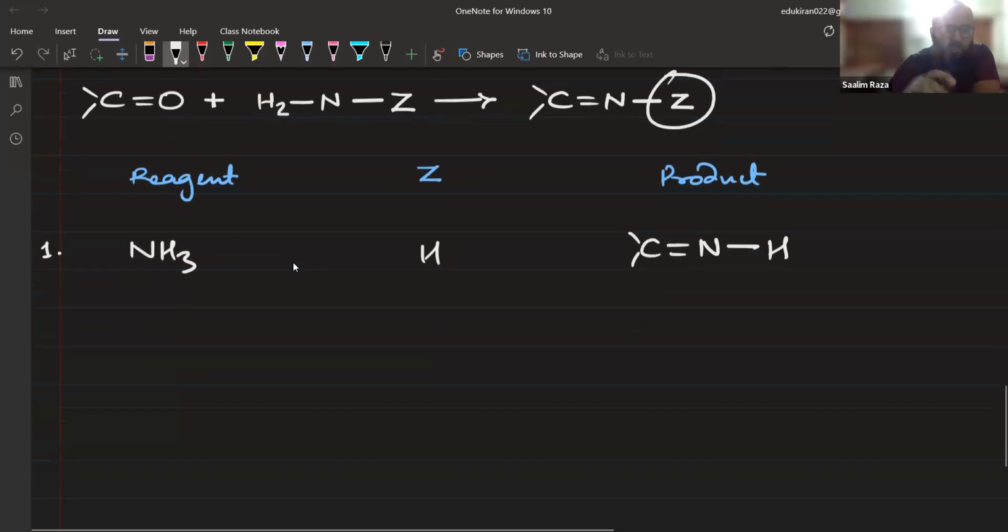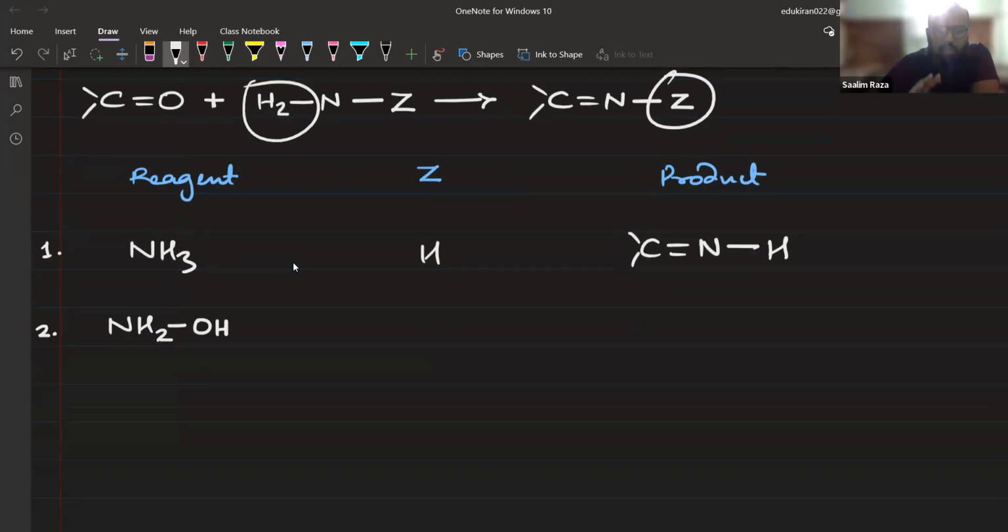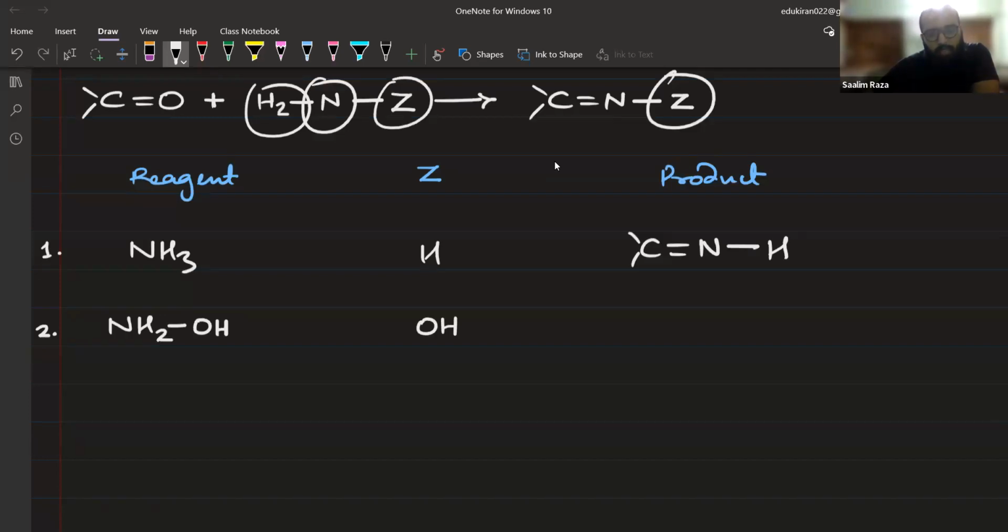Don't worry. If it didn't come, look again, carefully. You have here, let us suppose NH2OH. NH2H, look carefully. I showed H2. All of you saw H2, yes or no? In NH2OH, H2 was visible to everyone. Nitrogen was visible. What is the Z now? What is left? Yes, OH is left.